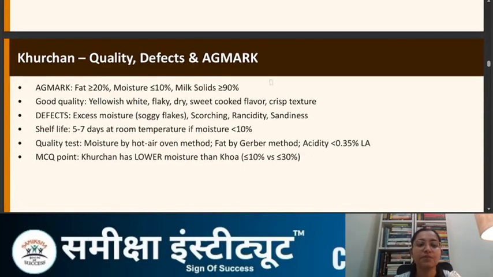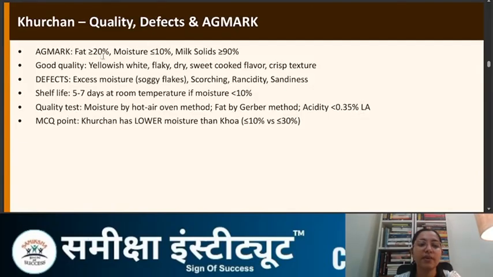Next, coming to the quality standards. Egg mark, again similar to that. Fat will be more than or equal to 20%, moisture less than or equal to 10%, then solids will be more than or equal to 90%. Again, good quality khurchan has yellowish white, flaky, dry, sweet, cooked flavor, crisp texture, etc.